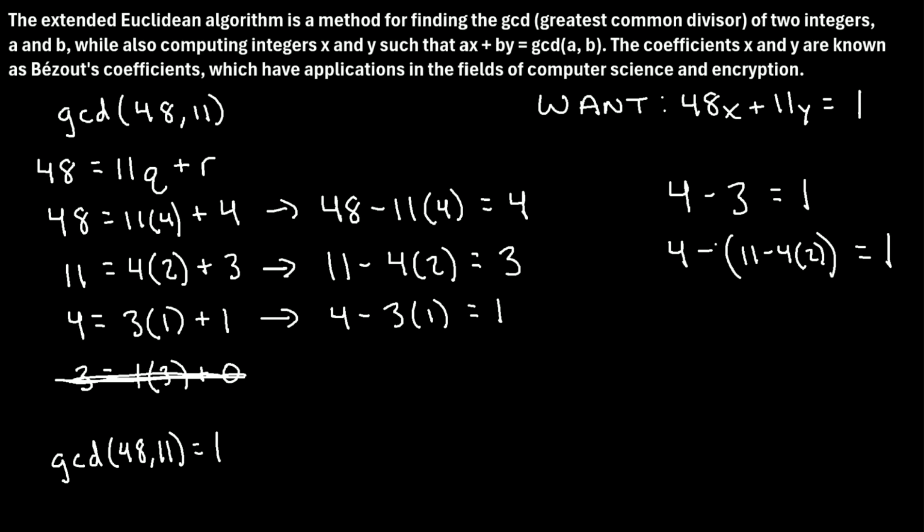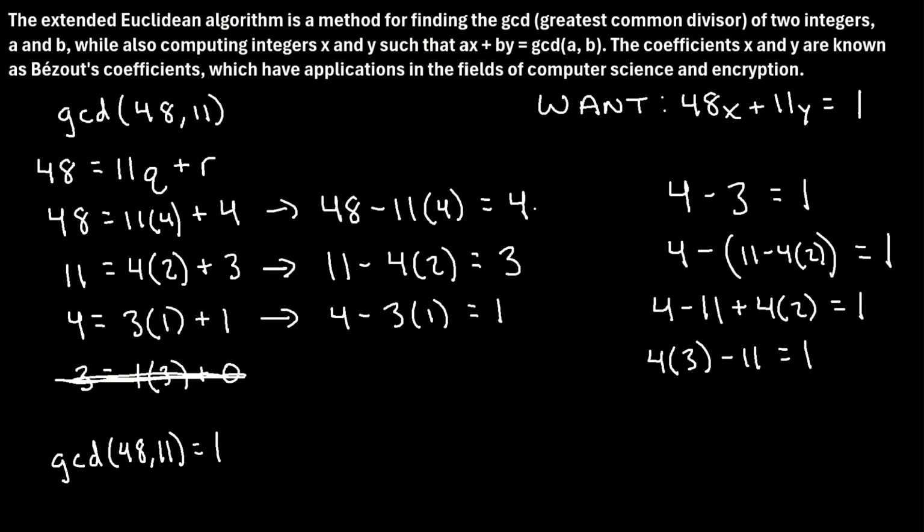Now, if we distribute this negative right here, we get 4 minus 11 plus 4 times 2 is equal to 1. Now remember, we're working on this equation right here. If we just look up one equation, we see that we're going to need to use a 4 in the next step. So what we want to do is preserve our 4's right here. So notice we have a 4, this is the same as a 4 times 1, and a 4 times 2. So really that's 4 times 3. So what we can write is 4 times 3 minus 11 is equal to 1.